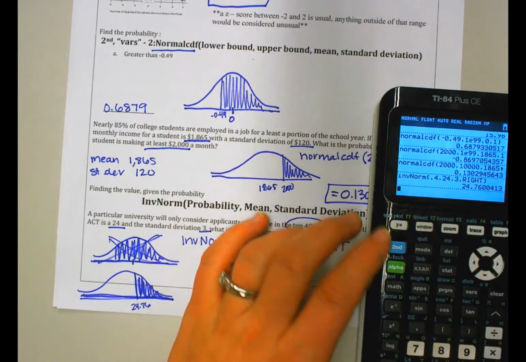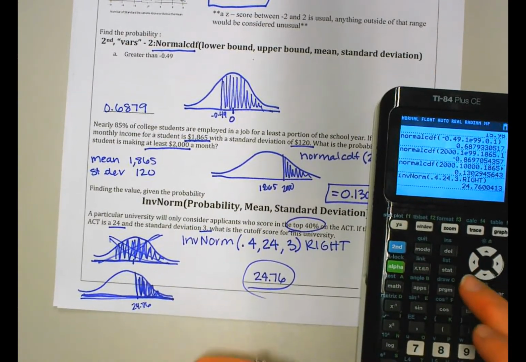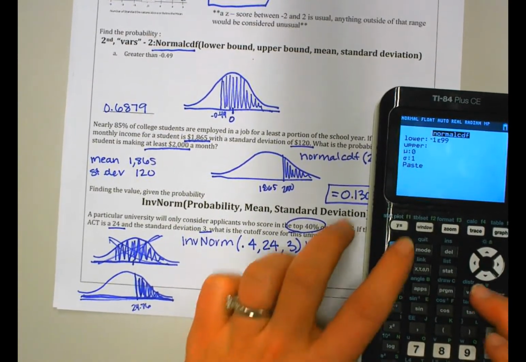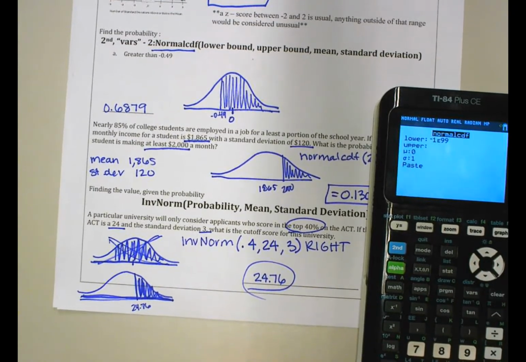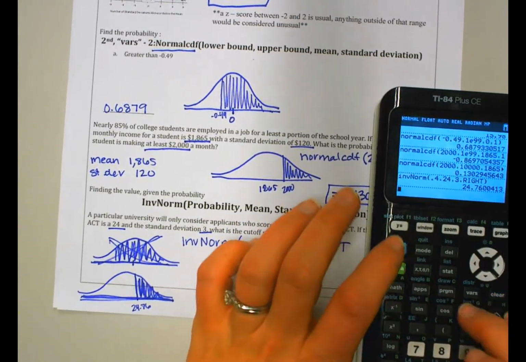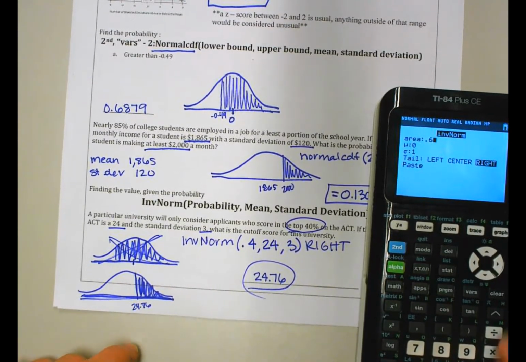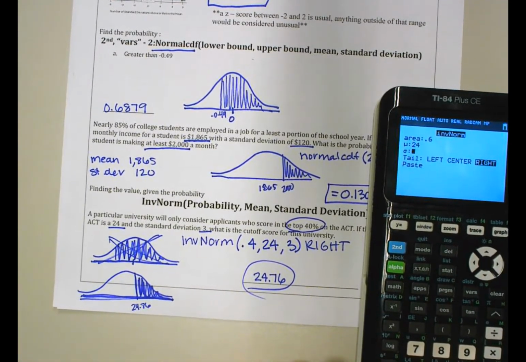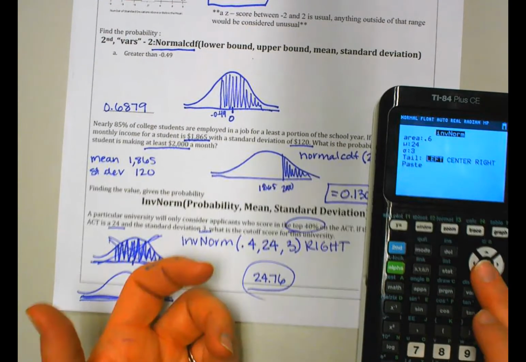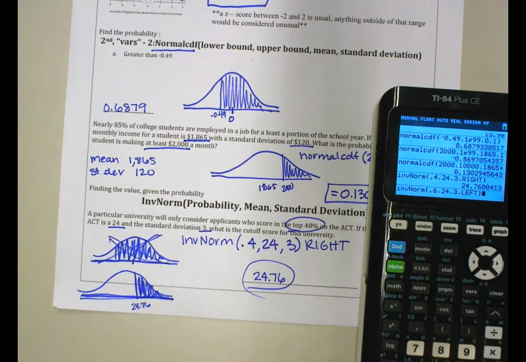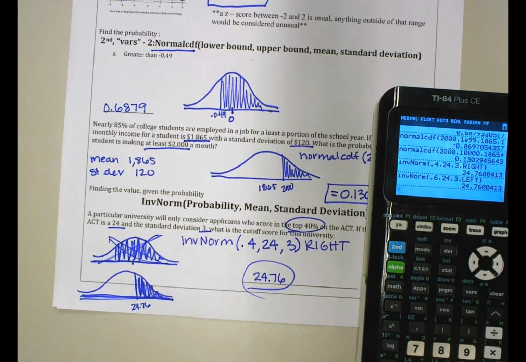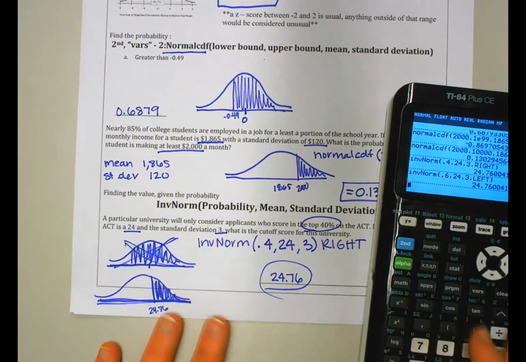So if your calculator does not let you decipher, your calculator is automatically coming from the left side. So when you do your inverse norm, I'm going to use 0.6, 24, and 3, and then I'm going to come from the left because your calculator will automatically assume left, and I get the exact same value. So just depending on what calculator you have, it depends on which one you use.